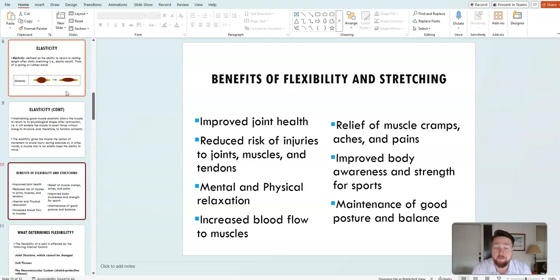Benefits of flexibility: improve joint health. As you get older, your joints aren't as strong as they used to be. With the inclusion of weight training, your joints can be a lot healthier if you include stretching exercises. That second one is key. Reduce the risk of injuries to your joints, muscles, tendons, and even ligaments.